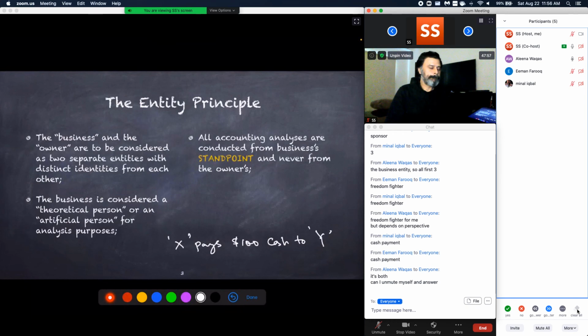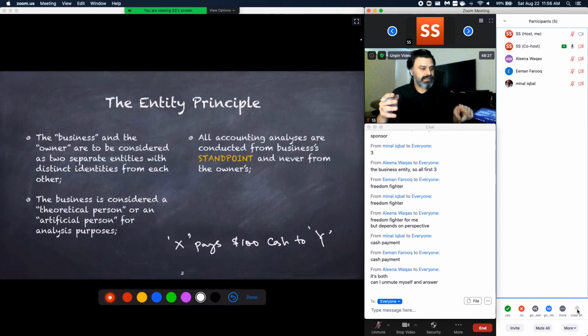So from X's perspective, it will be a cash payment because money is flowing from X to Y. Excellent. Person X is paying the money to Y. However, from Y's perspective, it will be a cash receipt because Y will be receiving the cash from X. And so depending on the perspective, our conclusion will change. Excellent answer, Alina. Very detailed and very to the point. Iman and Minal, we have just discussed this part. It's the perspective that eventually will define the conclusion.